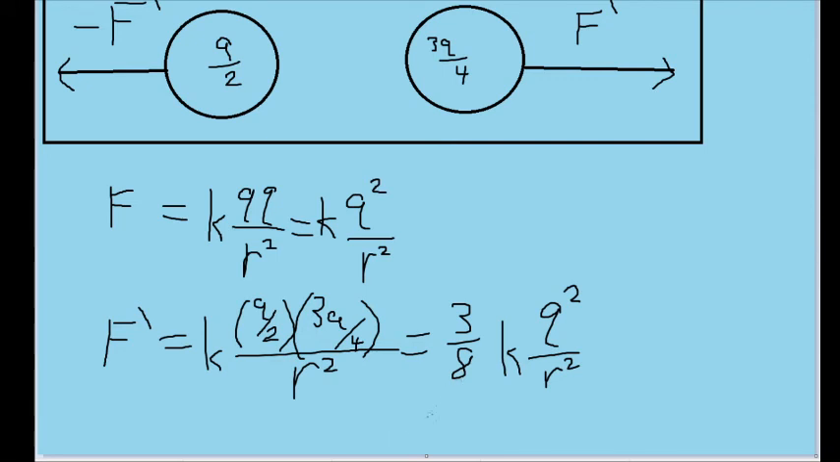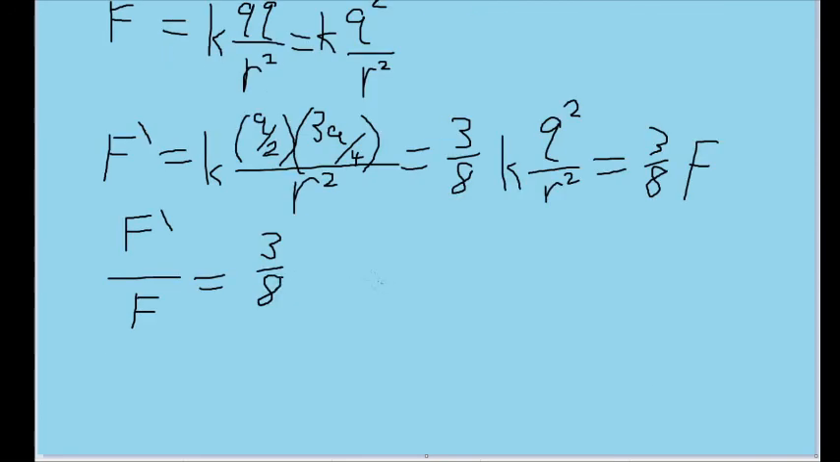Notice that the kq squared over r squared part of the equation is identical to what we found for F. This means that F prime can be written as 3 over 8 times F, where we've substituted F in for all the unknown values. Let's divide both sides by F to get F prime over F as the problem asks. And doing this, we see that the ratio is 3 over 8, or 0.375.